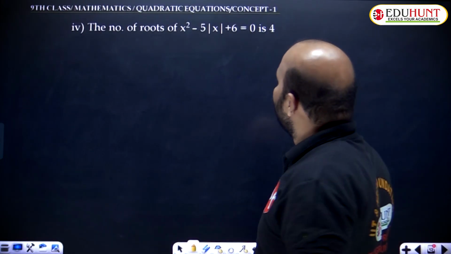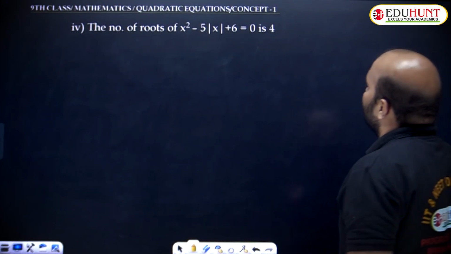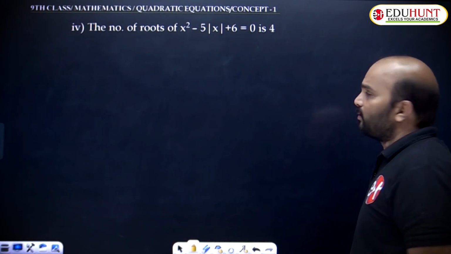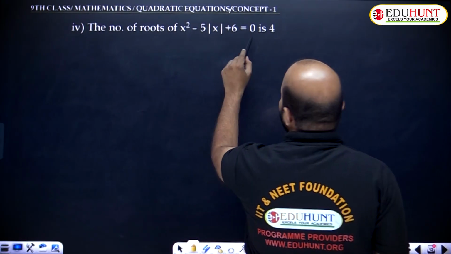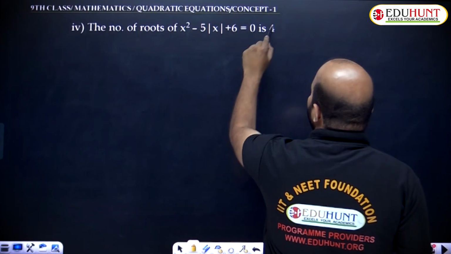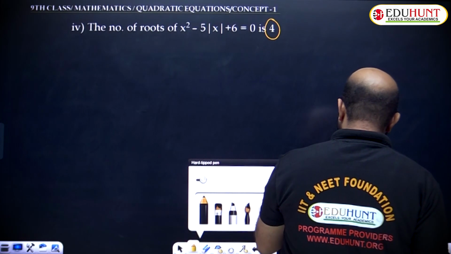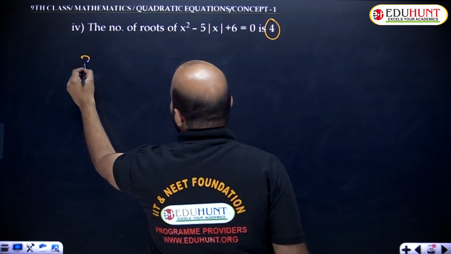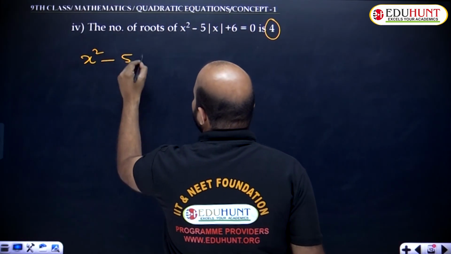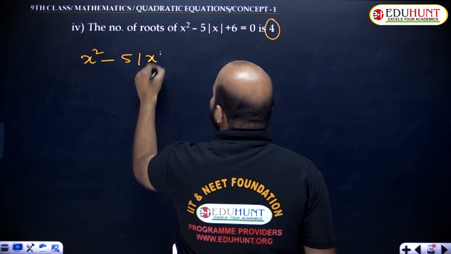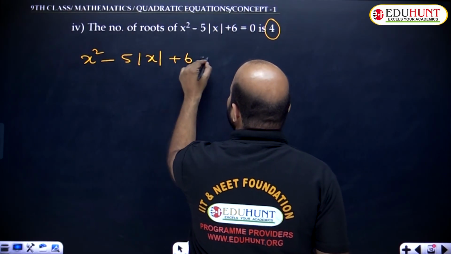Fourth one: the number of roots of x square minus 5 mod x plus 6 equals 0 is 4. So that is a given quadratic equation, and it claims the number of roots is 4. One should check whether it is true or not. So clearly we need to identify. The given equation is x square minus 5 into mod x plus 6 equals 0.